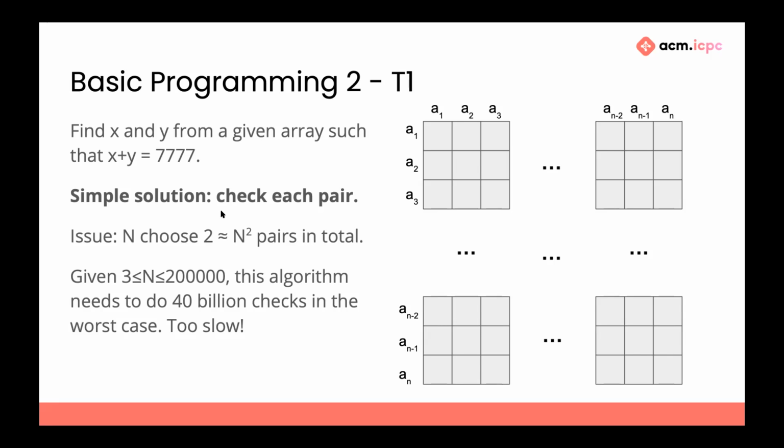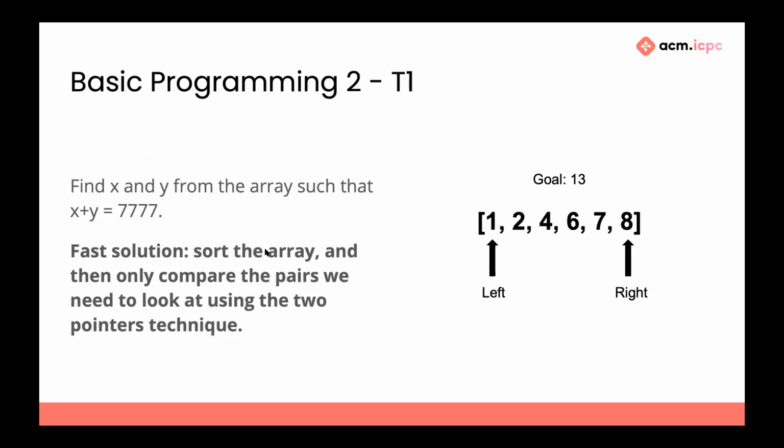So a hint to make this faster: we're going to use sorting, which is the point of this lecture. So how does sorting help us find a more efficient solution? We're going to use something called the two-pointer technique. Suppose you had some unsorted array, and once you sort it, it becomes 1, 2, 4, 6, 7, and 8. The goal is to find a pair of numbers that sum up to 13.